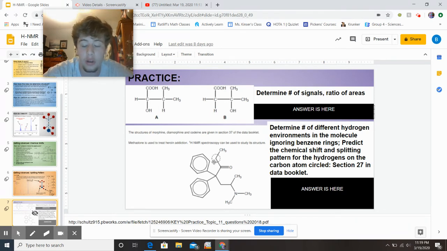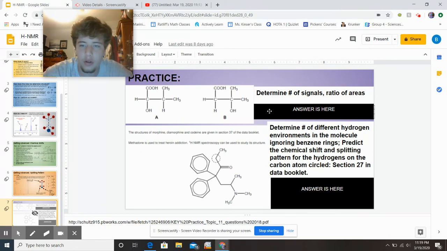So you're going to have to look at your data booklet and see where this would shift on your H-NMR. You probably don't have a data booklet with you, so I would focus on these 2 and finding how many signals you'd get on your H-NMR for this molecule. And I'd pause here, and then in a second I'll reveal the answers.